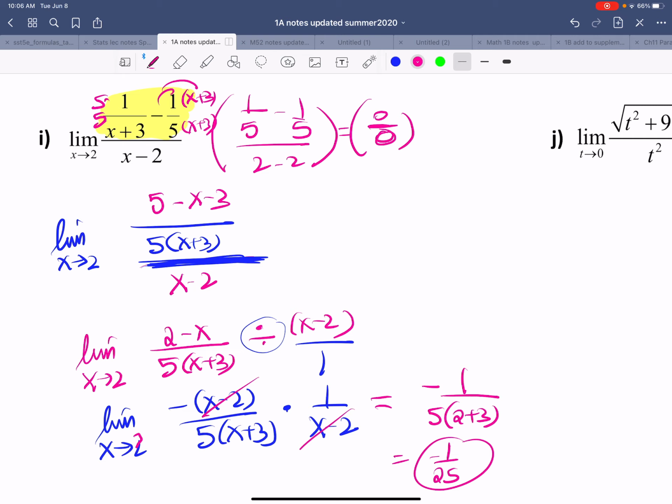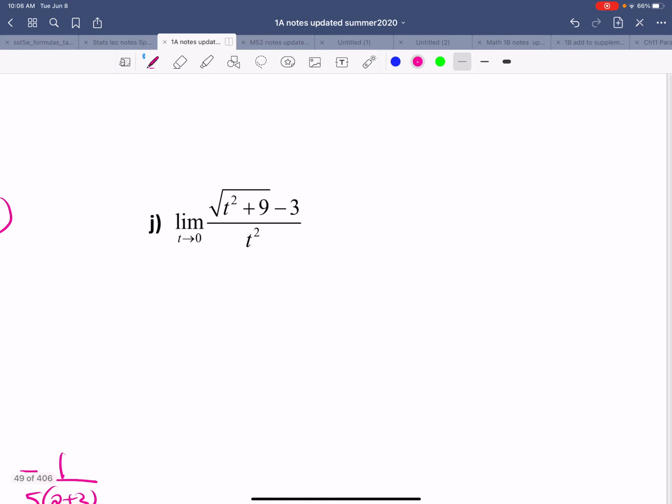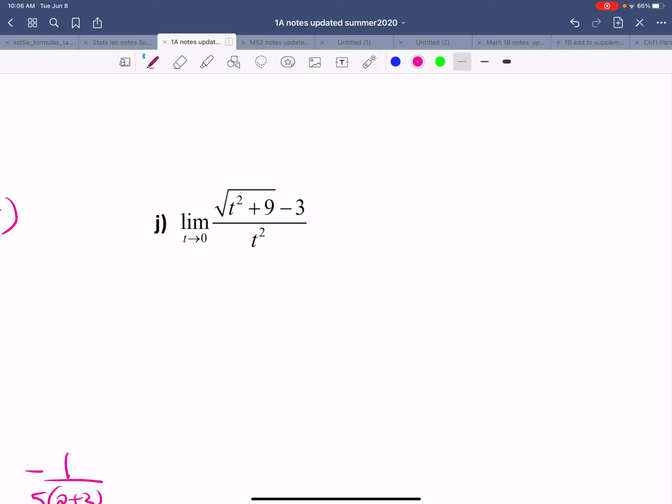Okay, I think part J, limit as t approaches 0 of square root of t squared plus 9 minus 3 over t squared. Let's go ahead and plug the number in first. If I plug in 0 in there, square root of 9, so that would leave me with 0 over 0, and that's not okay. We're not happy with 0 over 0. So what do we do now?